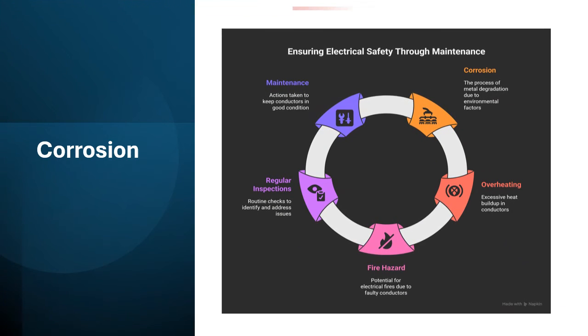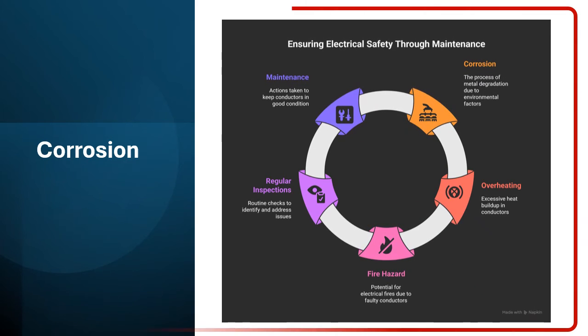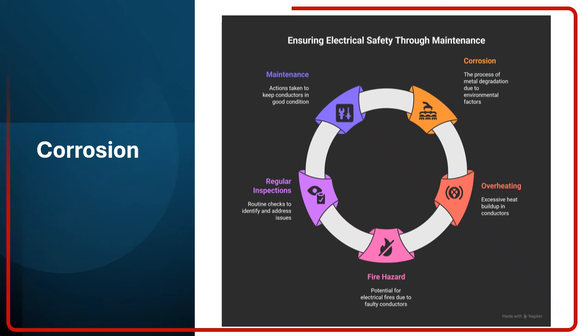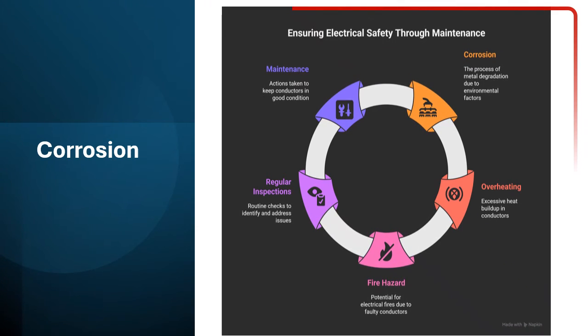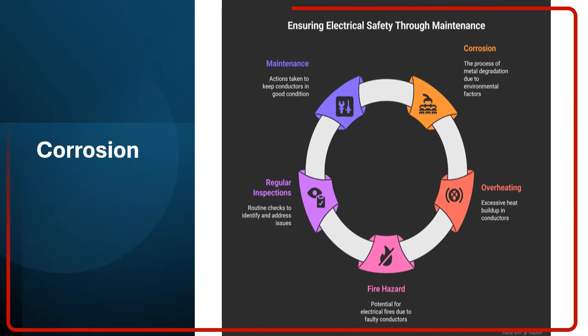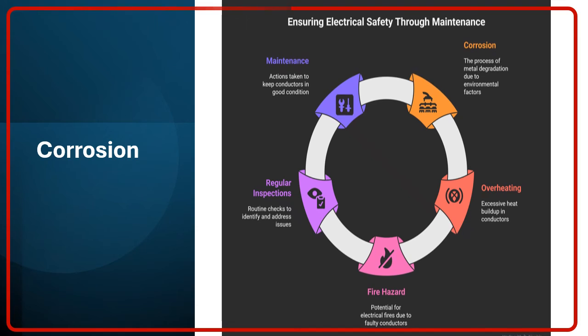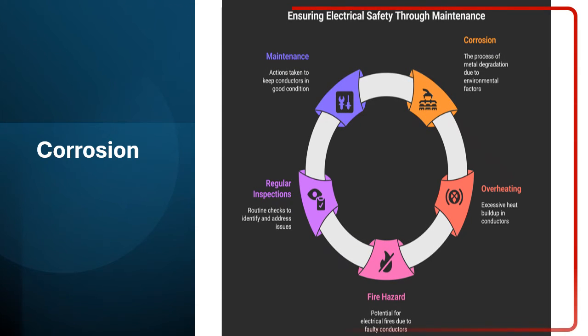Corrosion. Neutral conductors are also susceptible to corrosion, especially if they are exposed to moisture or harsh environments. Corrosion increases the resistance in the conductor, which leads to overheating and the failure of the neutral, creating a fire hazard and jeopardizing the safety of the electrical system. Regular inspections and maintenance of neutral conductors are essential to prevent corrosion and ensure the safety of the electrical system.